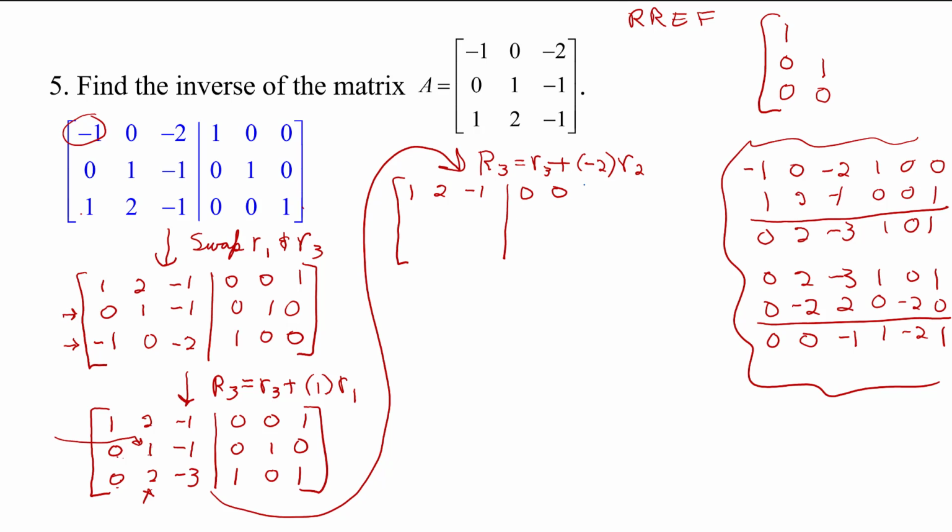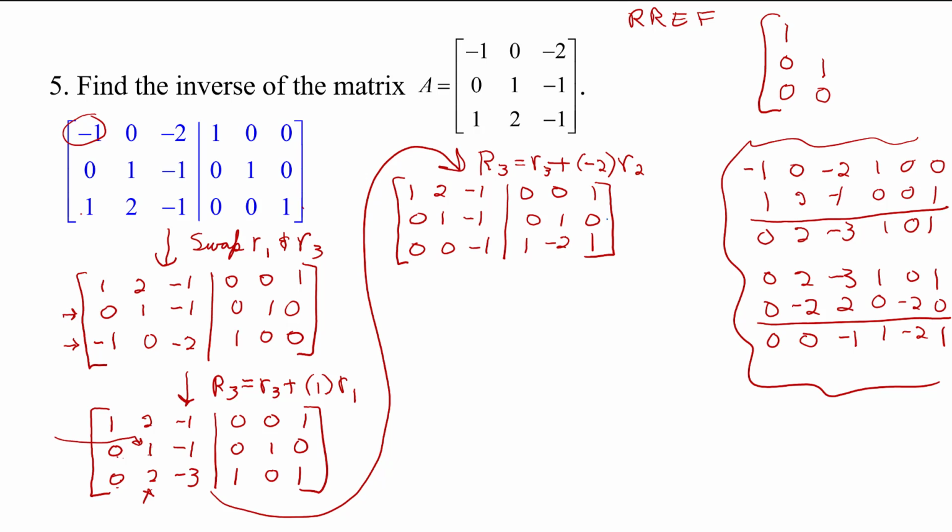With the other 2 rows staying as they are. This takes a lot of writing, doesn't it? Okay, so our new row 3 is 0, 0, negative 1, 1, negative 2, 1.